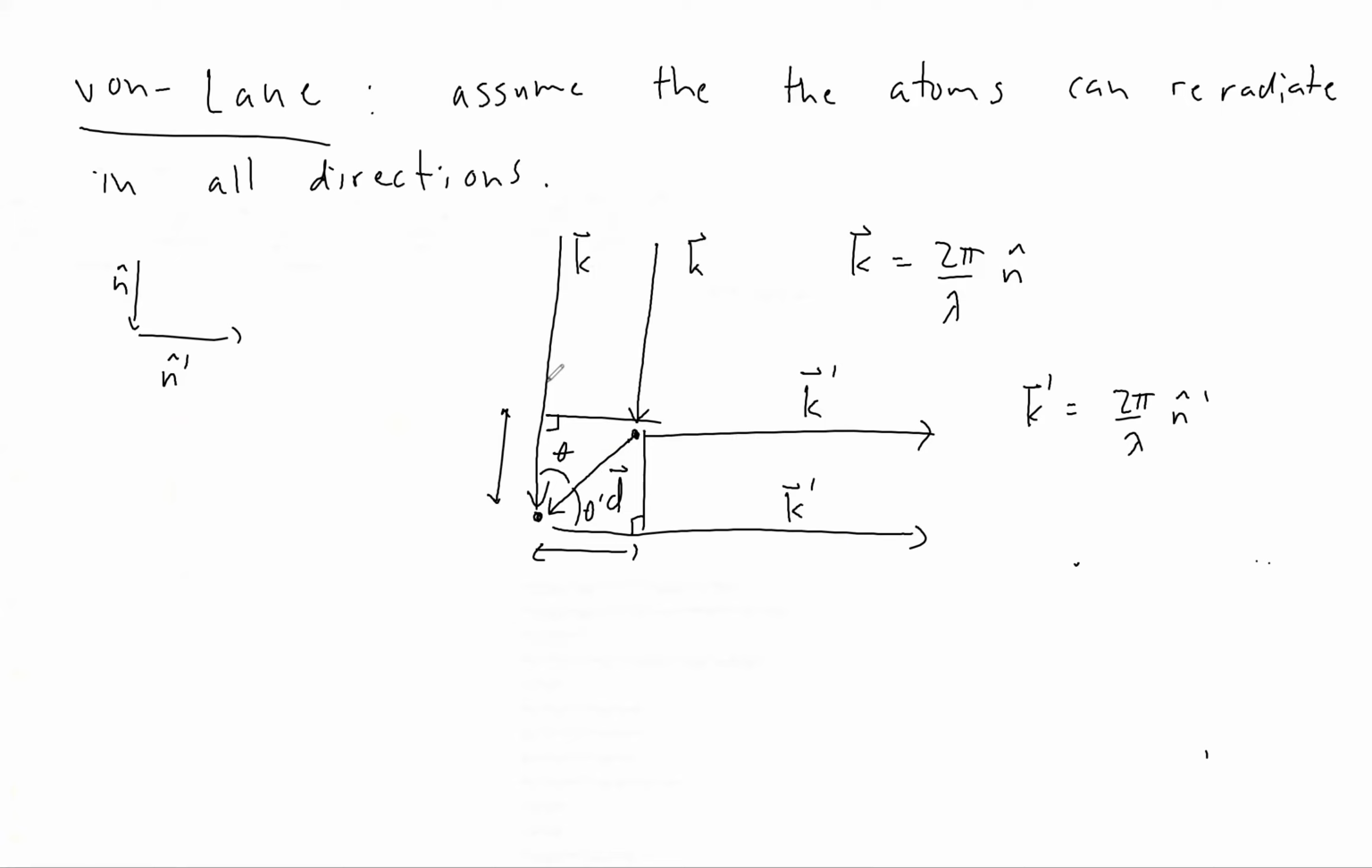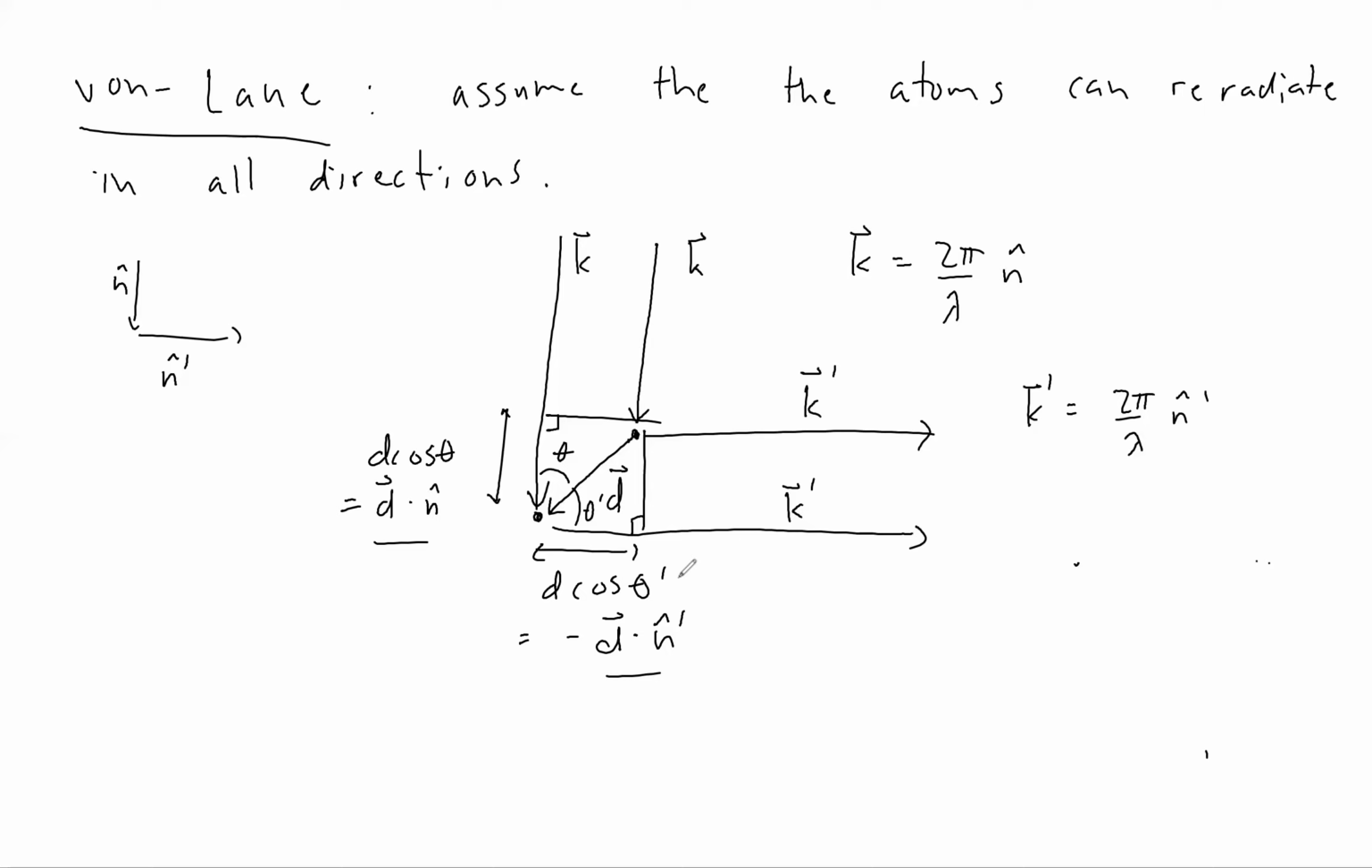The extra distance on the left is d cosine theta, which is equal to d dot n hat. The extra distance on the right is d cosine theta prime, which is minus d dot n hat prime. Here on the left-hand side, d and n hat are pointing in roughly the same direction. Here on the right side, they're pointing in roughly different directions. So the extra distance is minus d dot n hat prime.